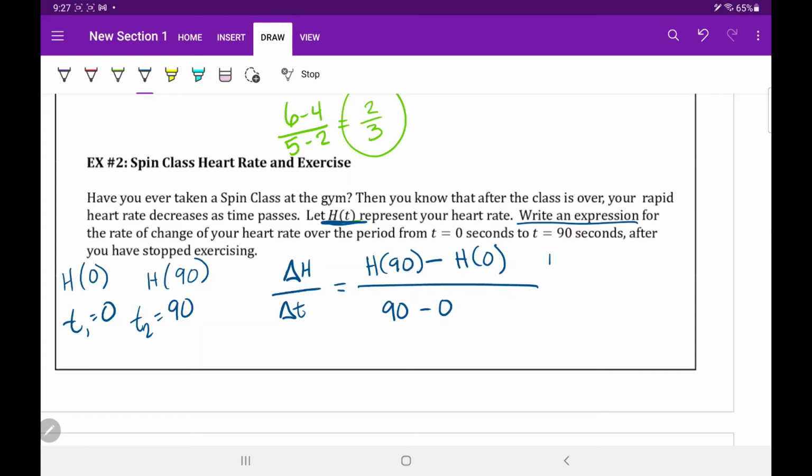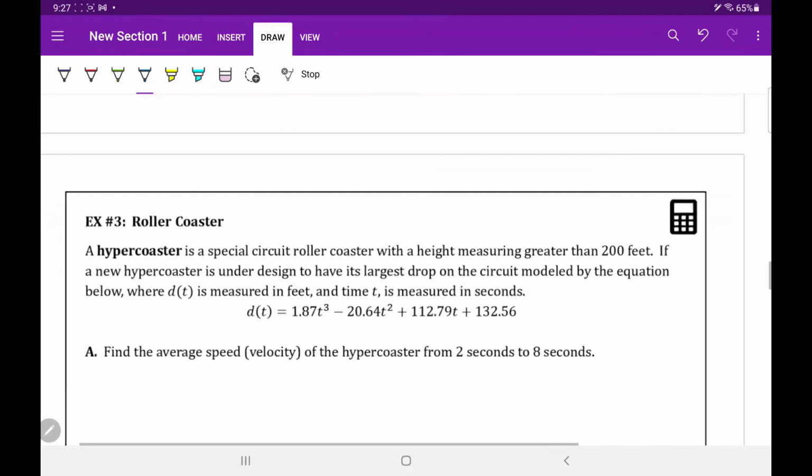Heart rate is measured in beats, and our time is in seconds. So it's beats per second. Second, not seconds. So there's that one. Let's go to the next page.